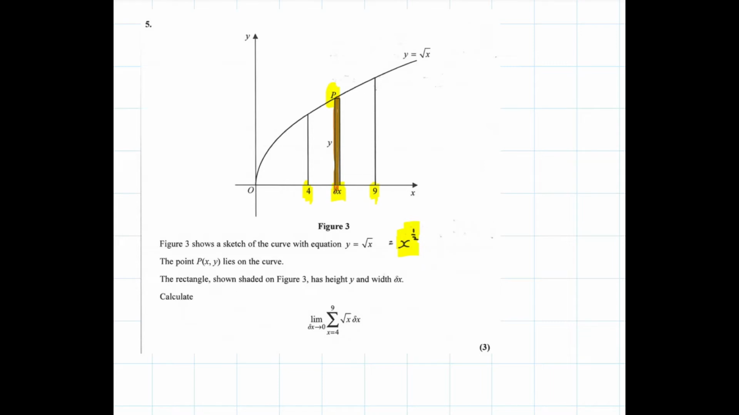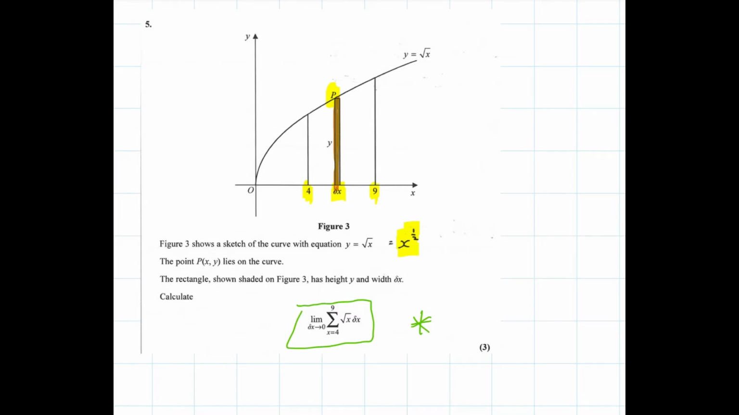Okay, now this is what we're asked to calculate. We're asked to calculate the limit as delta x tends to 0 of the sum from x equals 4 to x equals 9 of square root of x delta x. Now some of you are probably looking at this video and saying, well, what's so difficult about that? But others might be completely clueless with what to do. And what does this sort of thing mean?